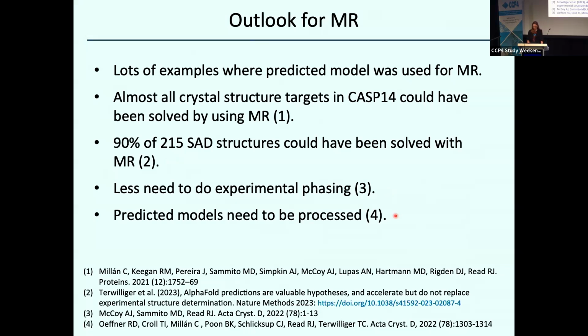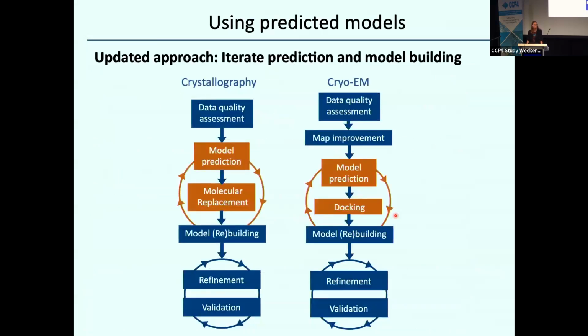Now I want to go the other way, to a new approach that involves iterating prediction and model building. So here again are the simplified steps of the structure solution process. And you can see that here we now have 2 iterative steps. So not only refinement and validation, where we go round and round, but also model prediction and model rebuilding that we do several times. And I want to show you an example of why this might be useful.